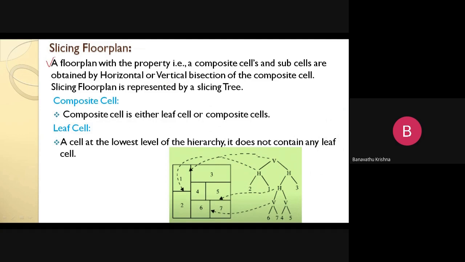Okay, so here is a floor plan with a property that a composite cell and its subcells are obtained by horizontal and vertical bisection of the composite cells. A slicing floor plan is represented by a slicing tree, and this is nothing but a slicing tree. So this slicing tree is going to represent our floor plan. Here the cell is either a leaf cell or a composite cell, and a leaf cell is at the lowest level of the hierarchy. It does not contain any other cell. Okay, let us see here.